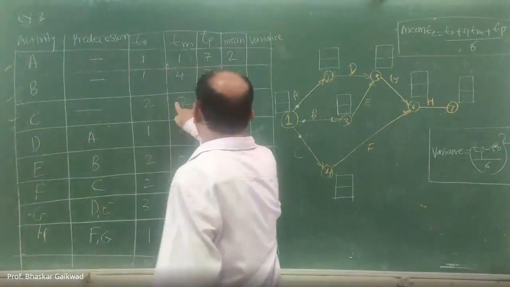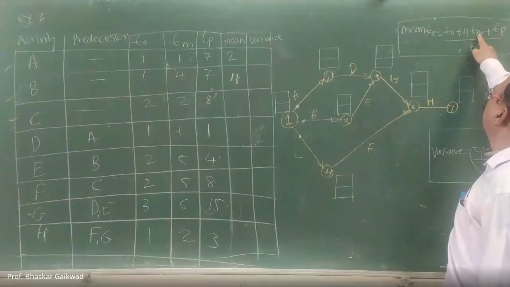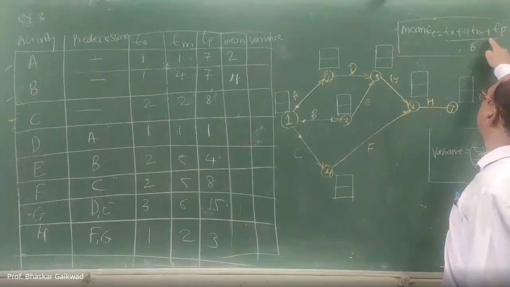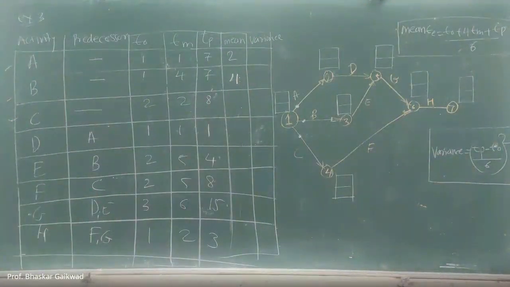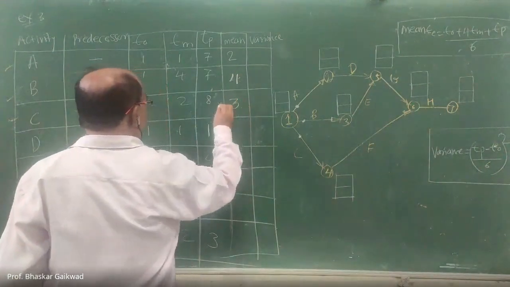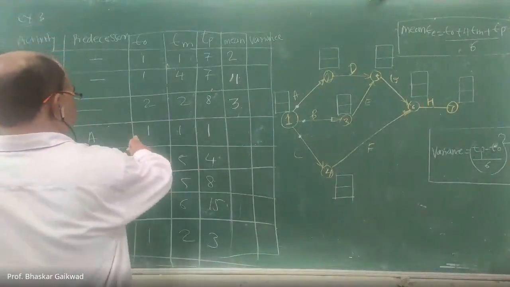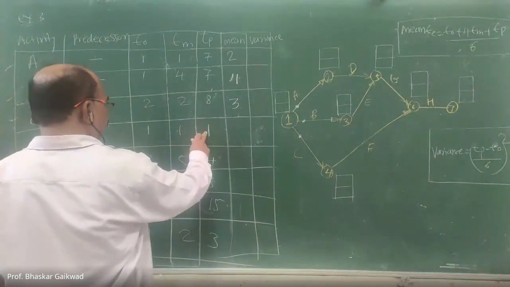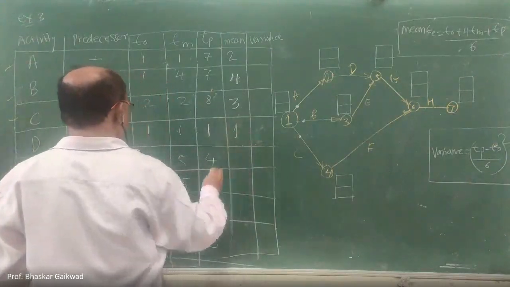Similarly, 2 to 8. So here it is a 2. 4 into 2 plus 8 divided by 6. How much for C? So there should be 3. Similarly for D. How much is D? D, that is 1. So here 1. 4 into 1 plus 1, 6 divided by 6. Here it is a 1.